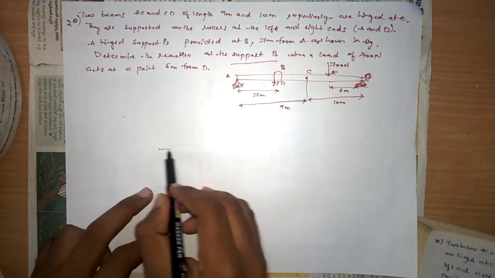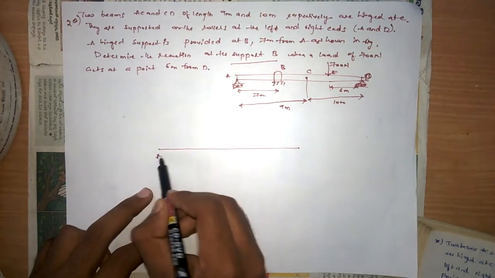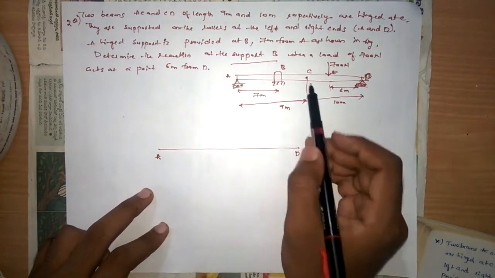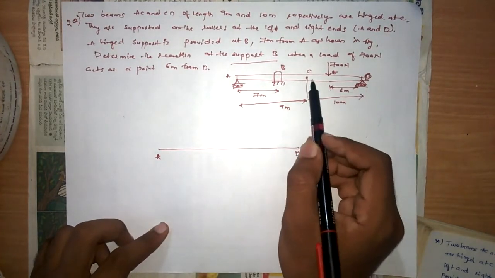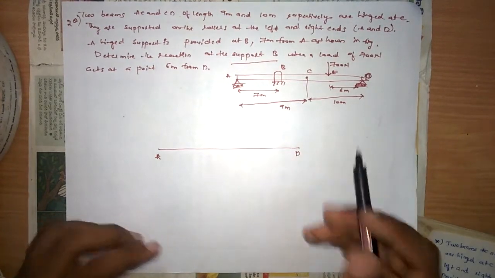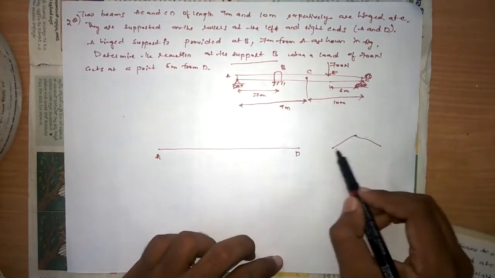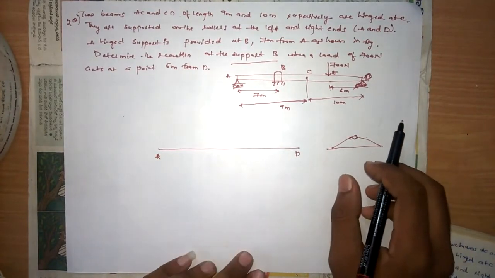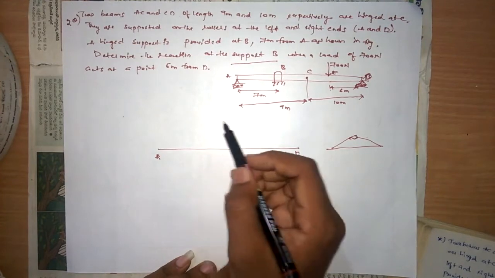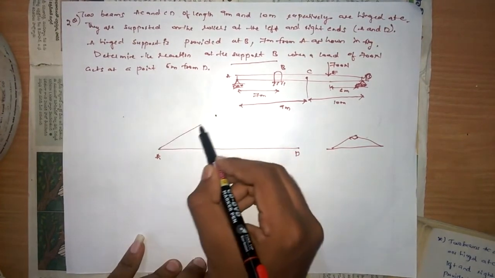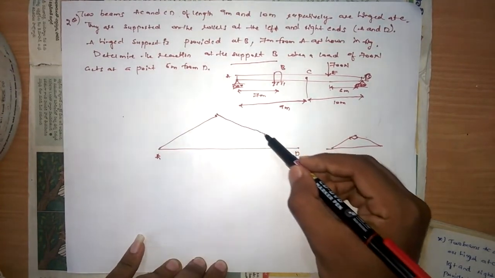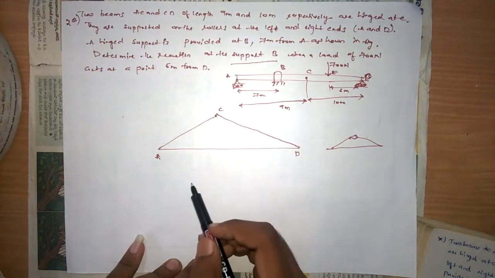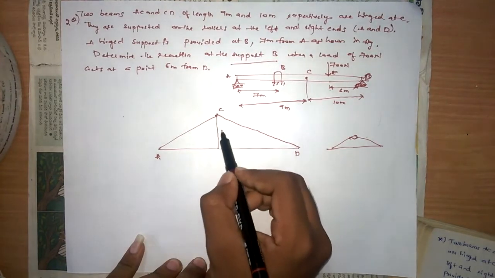Now, this is the beam that was given, A to D. The two beams are hinged at C, so they will have motion like this; they can be at any angle. Assuming this point C takes a virtual displacement like this, I am assuming the displacement at C is Y.